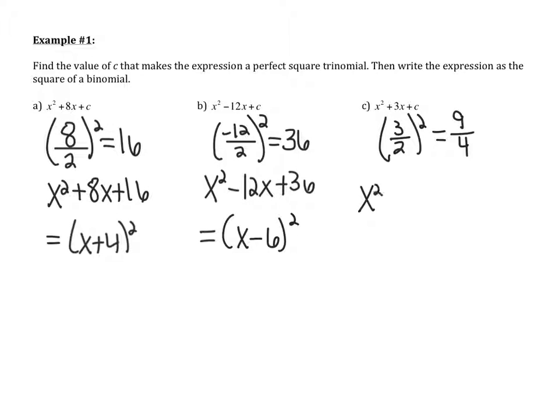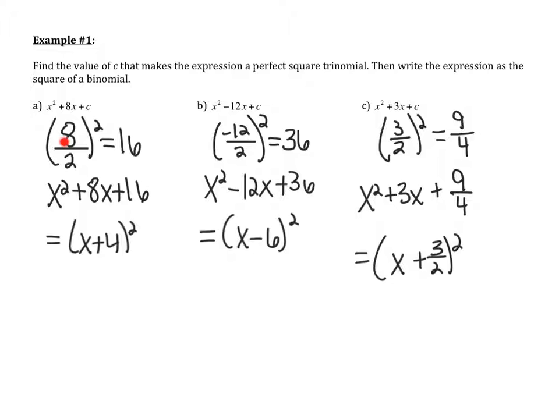And you can leave that as a fraction or change it to a decimal. It doesn't matter. It all means the same thing. So there's my perfect square trinomial. So when I break it down into factored form, it would just be (x plus 3/2) squared.